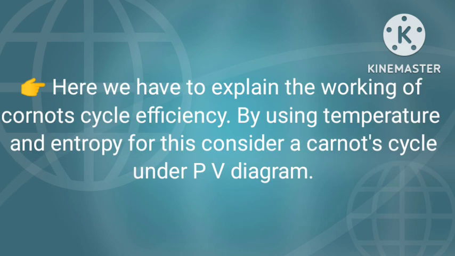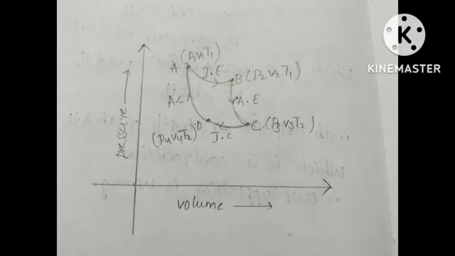Here we have to explain the working of the Carnot cycle and its efficiency by using temperature and entropy. For this, consider a Carnot cycle under the PV diagram, with pressure on the y-axis and volume on the x-axis. Here we observe four changes: isothermal expansion, adiabatic expansion, isothermal compression, and adiabatic compression.